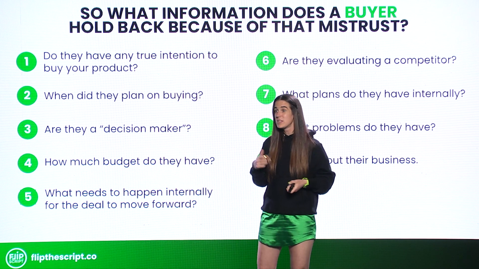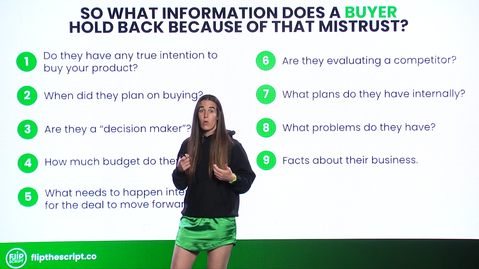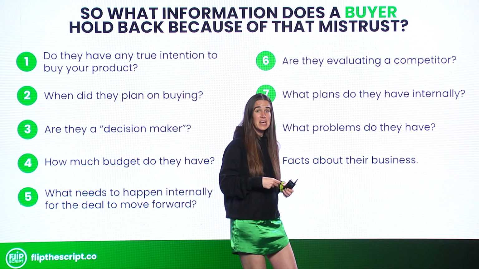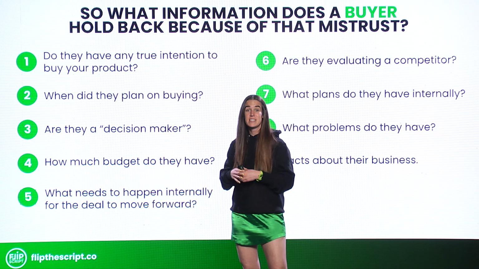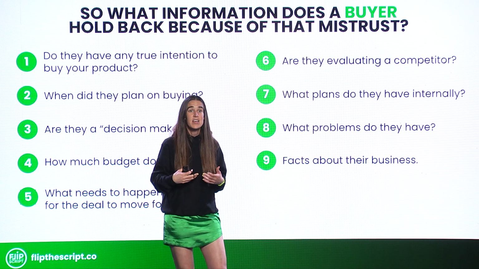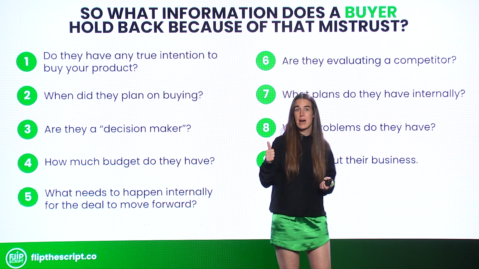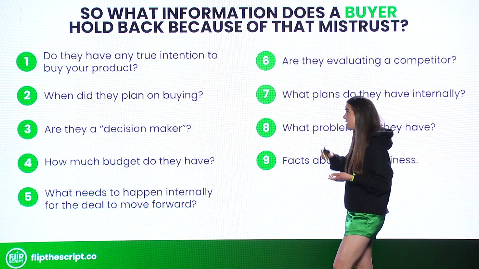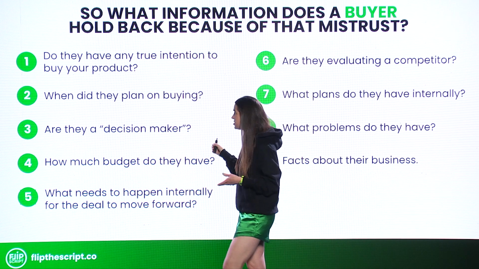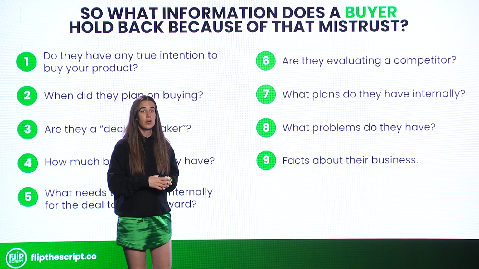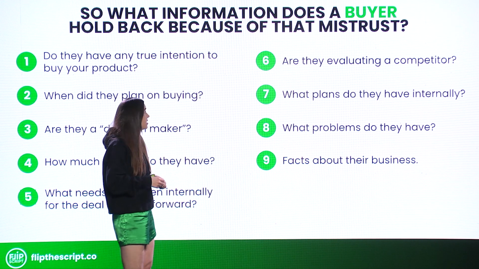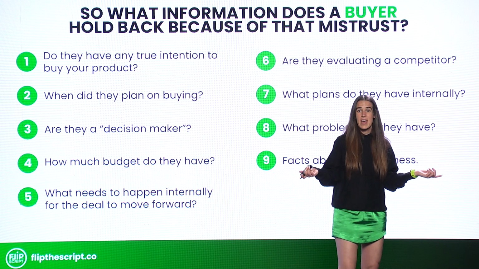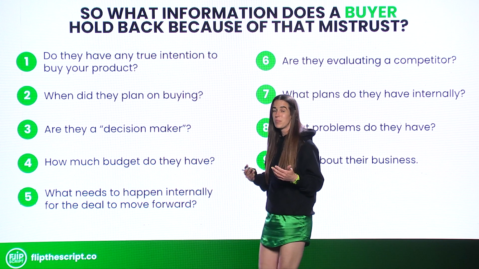One of the most damaging things, which we're going to get into in a second, is sellers or buyers withholding their pain and their problems. So we don't know what we're solving for, because they know that gives them leverage in a situation. The first things a buyer would withhold: do they have any true intention of buying your product? When do they plan on buying? Are they the decision maker? How much budget do they have? What needs to happen internally for them to be able to buy? Are they evaluating competitors? What plans do they have internally to make any kind of initiative move? What problems and pains do they have, and facts about their business because of it?